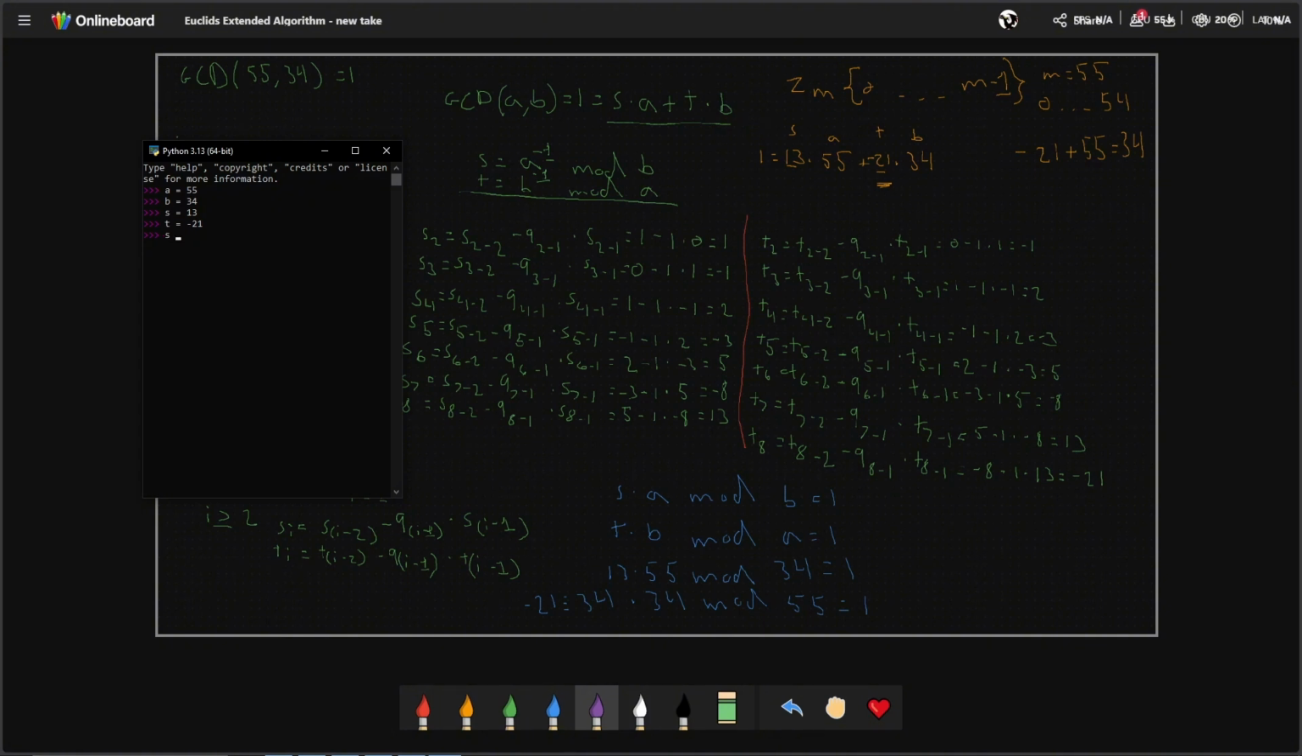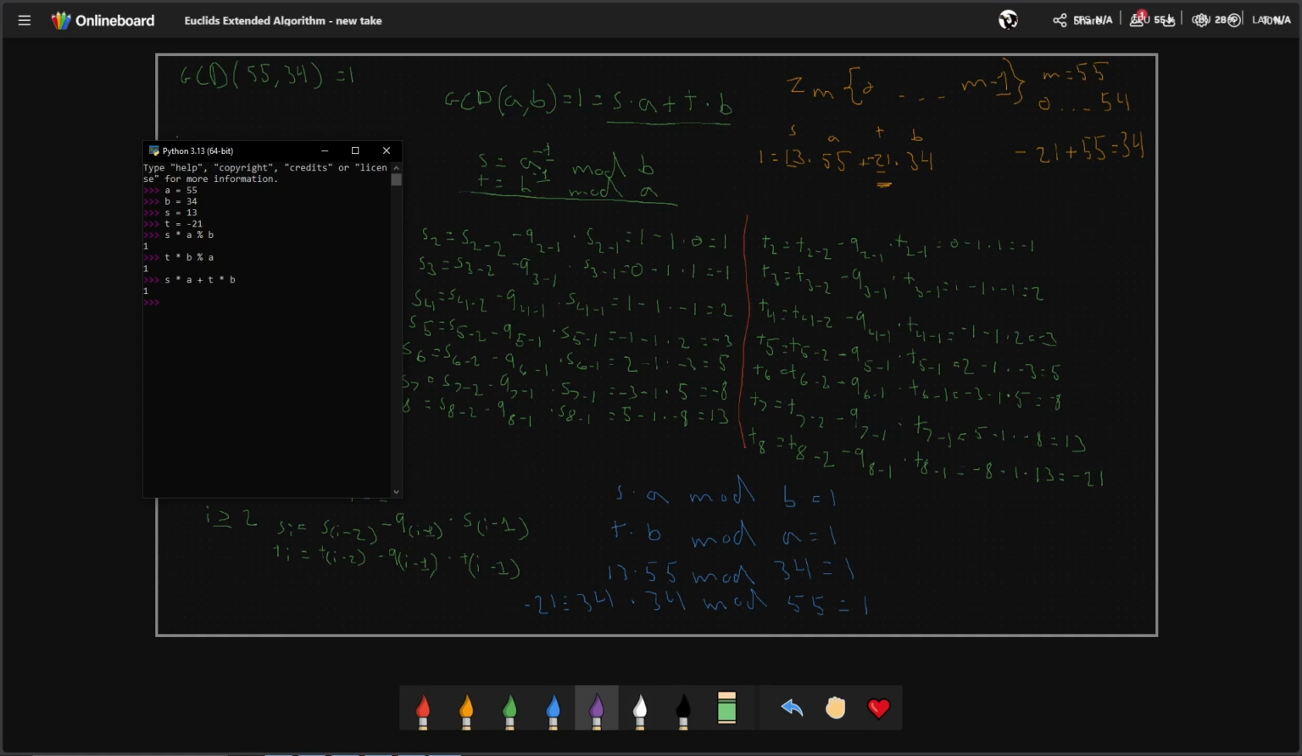So first I want to show you that we found the correct multiplicative inverse of a modulo b. So we take s multiplied by a modulo b, and this should be equal to 1, and it is. Then to show you that we found the multiplicative inverse of b modulo a, we'll take t multiplied by b modulo a, should also be equal to 1, which it is. And finally, I want to show you that we satisfied the overall equation of the greatest common divisor being equal to 1, being equal to s multiplied by a plus t multiplied by b. So if we take s multiplied by a plus t multiplied by b, then this should also be equal to 1, which it is.